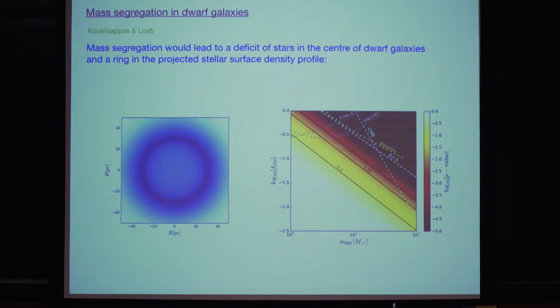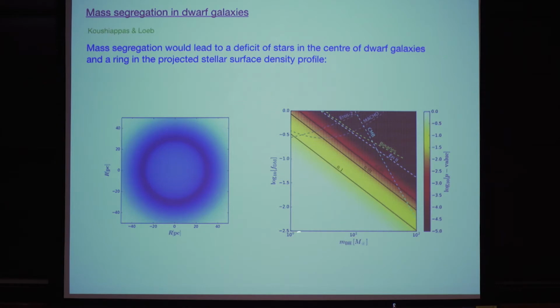Similar sort of follow-up, we had Kushiapas and Loeb looking at mass segregation in dwarf galaxies. And so what's happening here is basically the energies trying to equalize. So if you have very heavy black holes, they end up concentrated in the center of the dwarf galaxy, whereas the stars end up getting concentrated further out. This plot on the left is a fairly extreme case of what would happen. So you get a sort of ring of stars giving a sort of peak in the brightness. That's not what you see when you look at the projected brightness of actual dwarf galaxies.